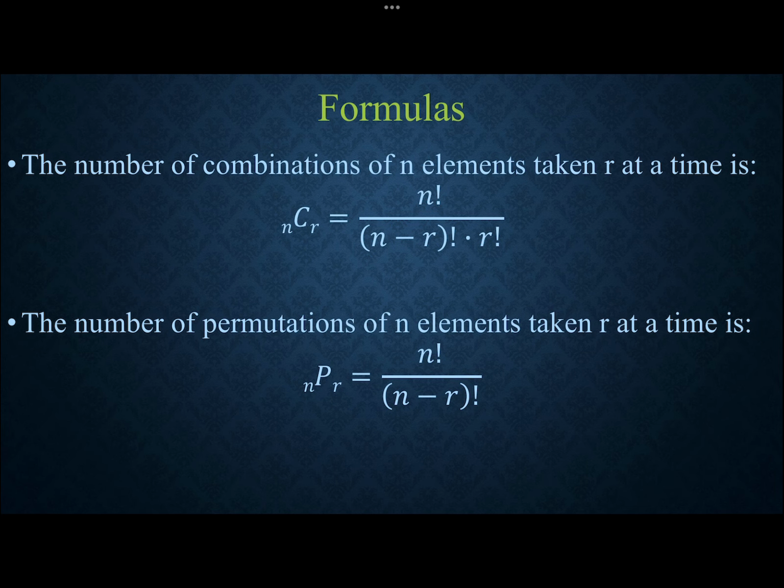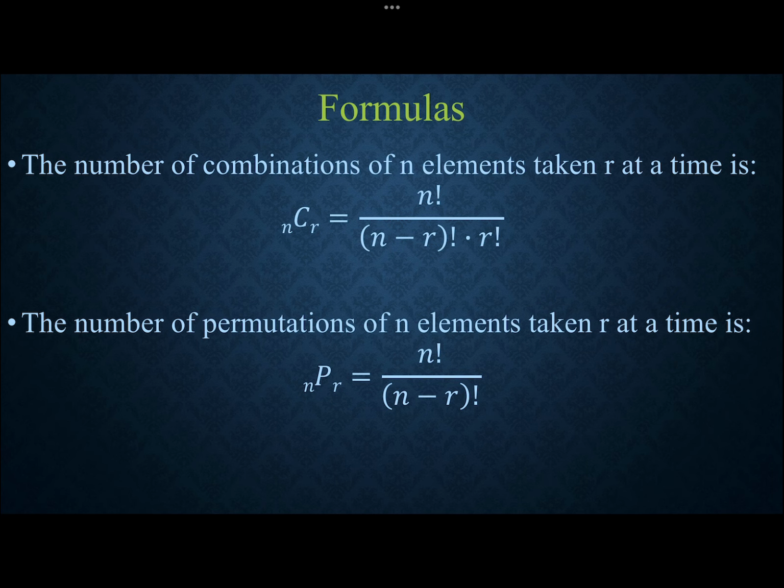Now, your 2 main formulas, if you were to work it out by hand: the combination is nCr, n factorial over n minus r factorial times r factorial, whereas the permutation is nPr, and then it's just the same thing, but no r factorial on the bottom, just an n minus r factorial.